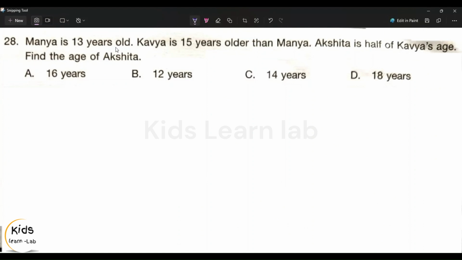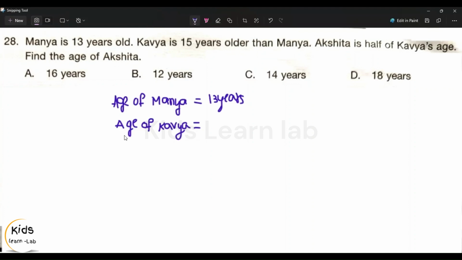28th question. Manya is 13 years old. Kavya is 15 years older than Manya. Akshita is half of Kavya's age. Find the age of Akshita. So age of Manya is equal to 13 years. Age of Kavya is equal to 15 years older than Manya. So 15 plus 13 is equal to 28 years.